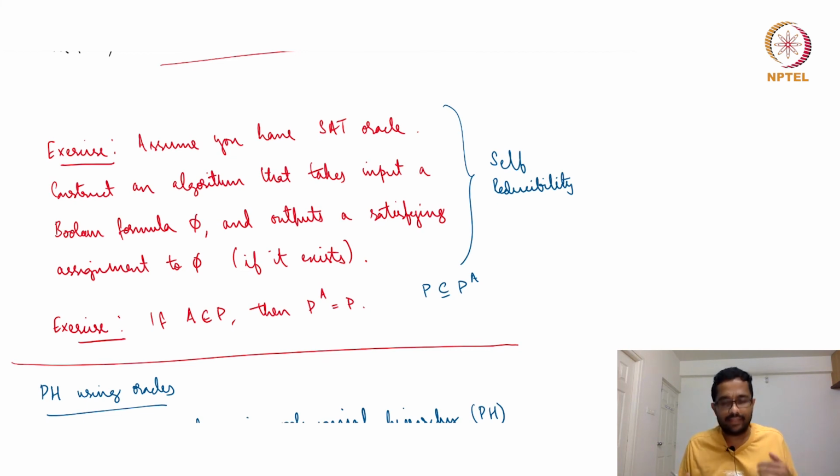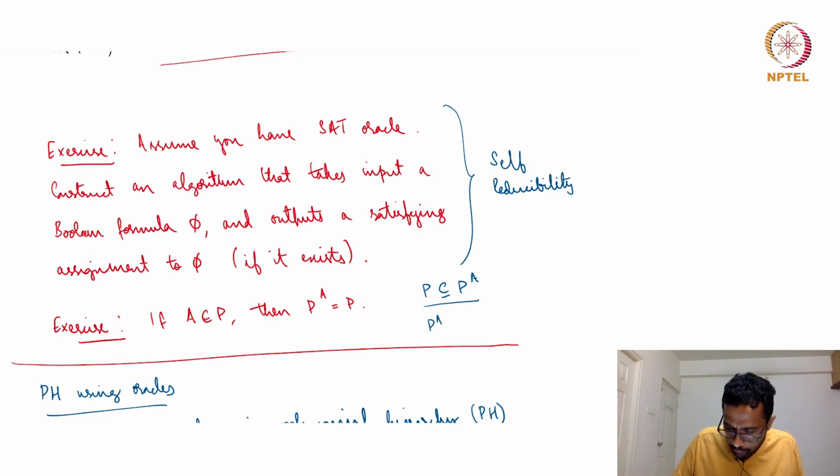Whenever you have to show that two sets are equal, two classes in this case, one of the standard ways to go about doing this is to show that the left hand side is a subset of the right hand side and the right hand side is a subset of the left hand side. So in this case, P is obviously contained in P with access to an A oracle, because P is P itself. Even without accessing the A oracle, we can say P is this. So the A oracle only adds more power.